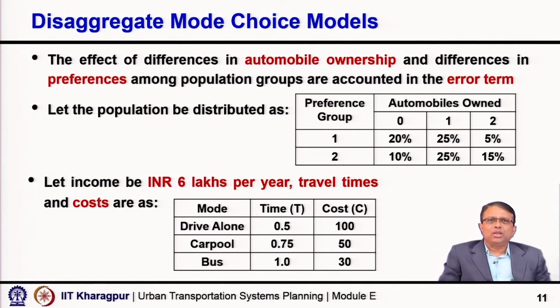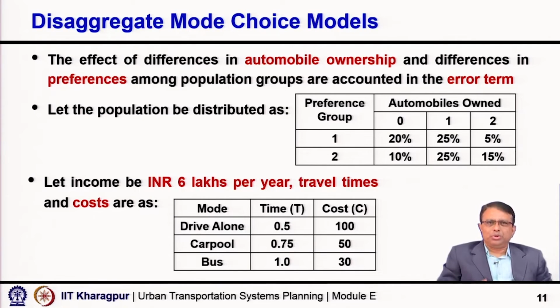So, the effect of difference in automobile ownership and the difference in the preference among population groups are accounted in this error term. Let the population be distributed as automobile ownership considerations, maybe 0 car ownership, 1 car ownership, 2 car ownership, and let us consider that the population is heterogeneous and there are 2 groups in terms of their weightage to the travel time, that is group 1 and group 2, what is the distribution.